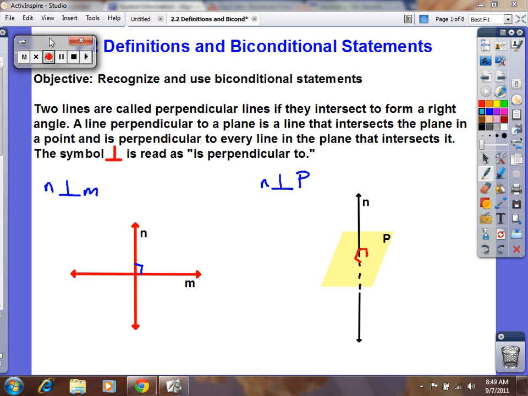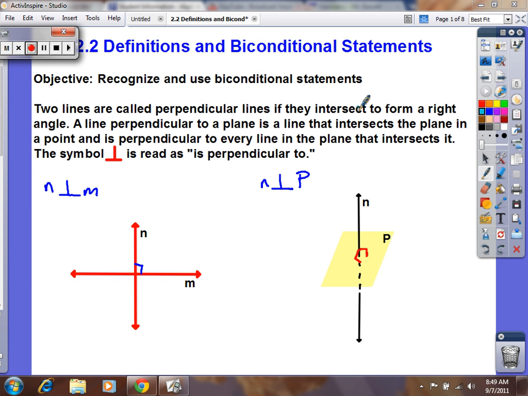Okay, 2.2. More English stuff. We're going to talk about biconditional statements. The objective: if you leave today and you can recognize and use a biconditional statement, we're in good shape. Okay, first let's talk about a definition.